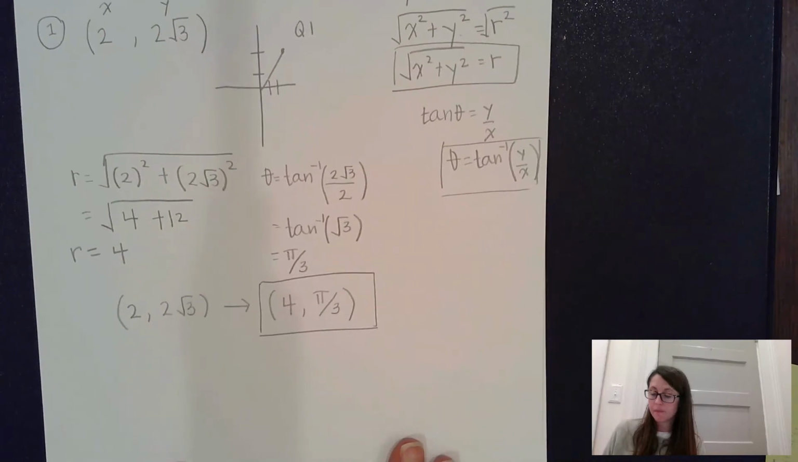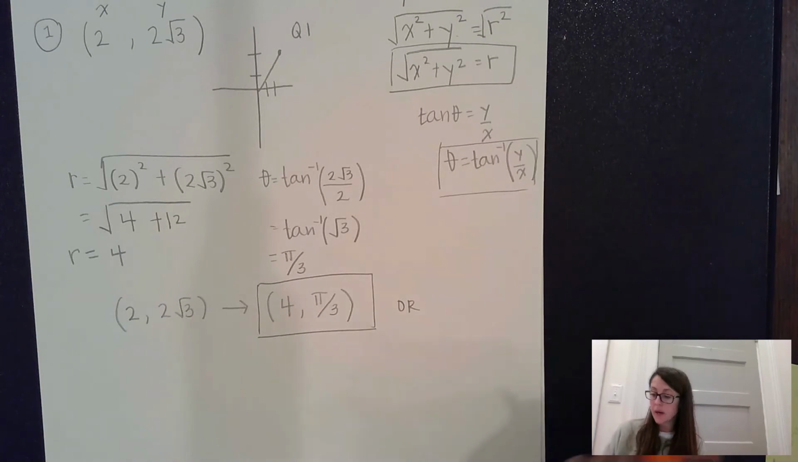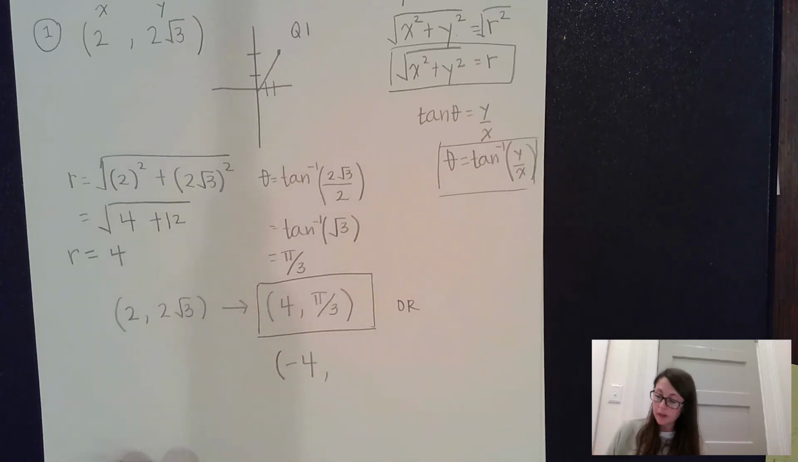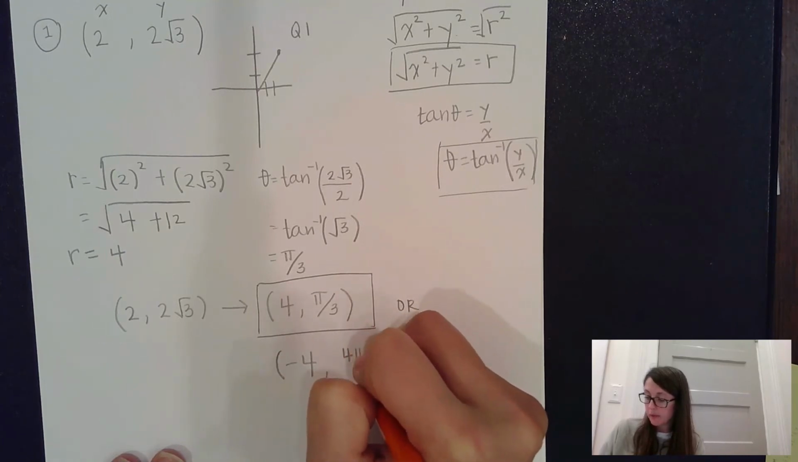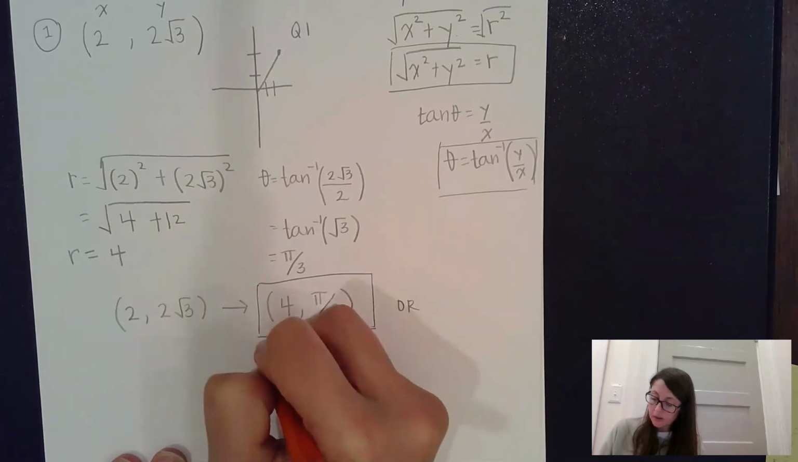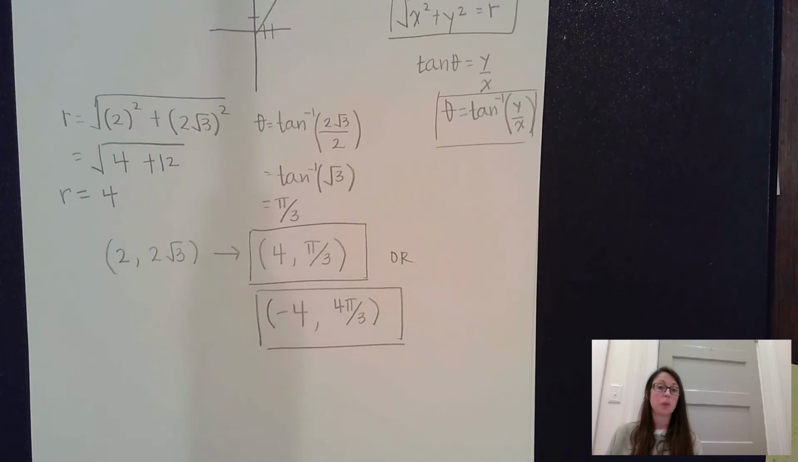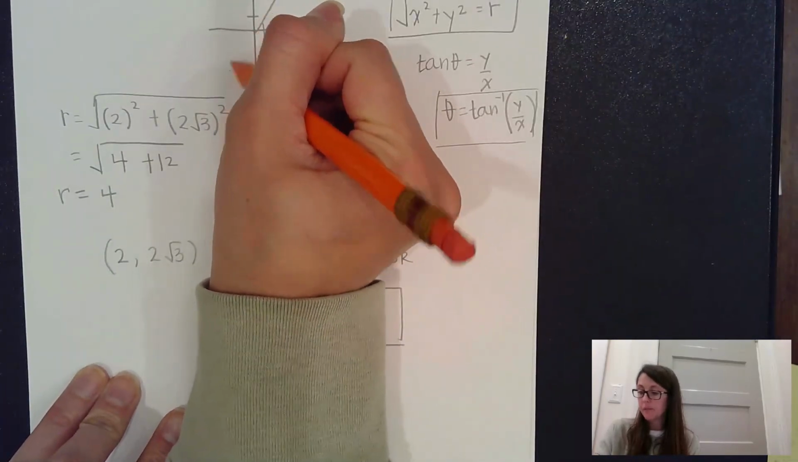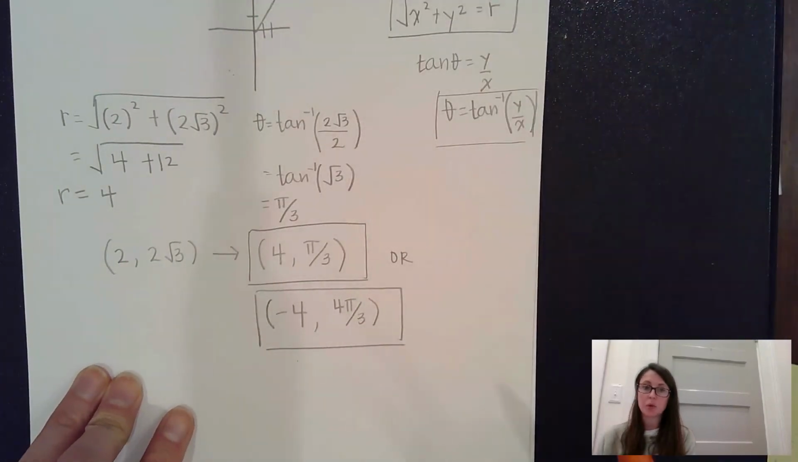What else could it be? Or it could be a negative radius, right? So it could be a negative 4, and then I would add pi to that. So pi plus pi over 3, so that's going to be 4 pi over 3. So it could be negative version 2 there. Okay? So it could be either of those answers. Either of those answers will work, right? Because you've got a negative r there. Because remember, negative r would be down here. So if you were to graph the 4 pi over 3, then the negative version would be back in quadrant 1 up there.